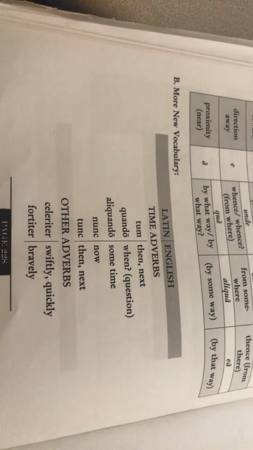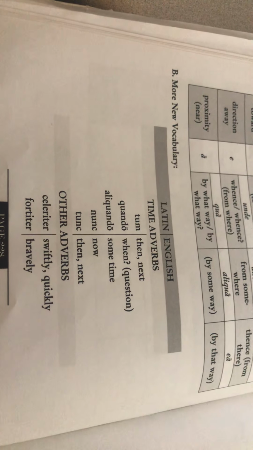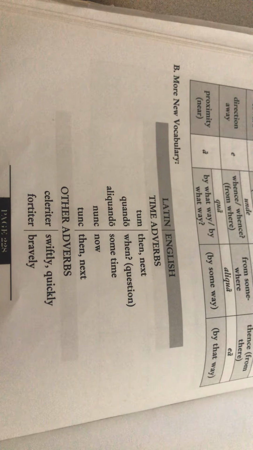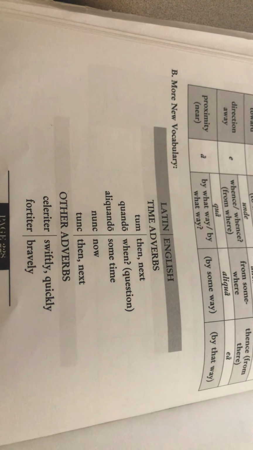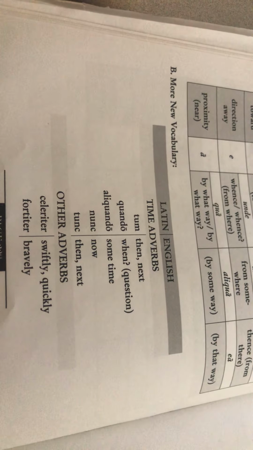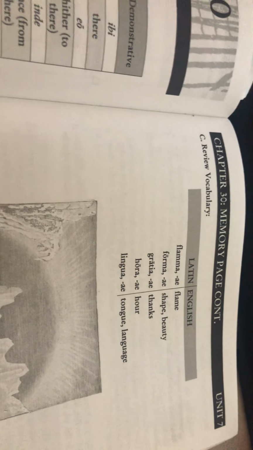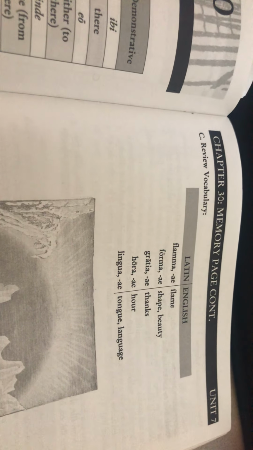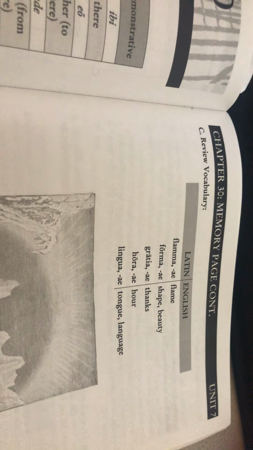So here are our new vocabulary words. We have time adverbs: tum means then and next, quando is when, aliquando is sometime, nunc is now, tunc is then or next, just like tum. Celeriter is swiftly or quickly, and fortiter is bravely. Whew, I'm not doing my Latin very well today. On the next page you can see the review vocabulary: flamma is flame, forma is shape or beauty, gratia is thanks, hora is hour, and lingua is tongue or language.